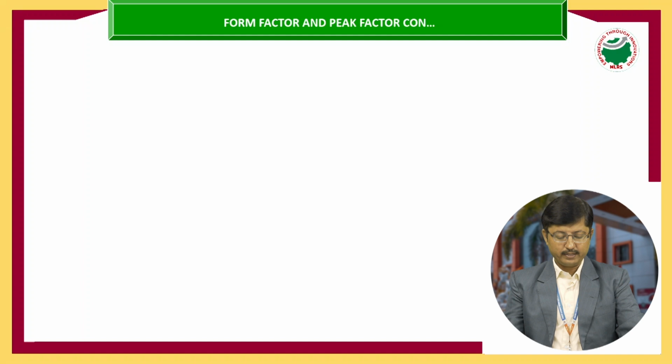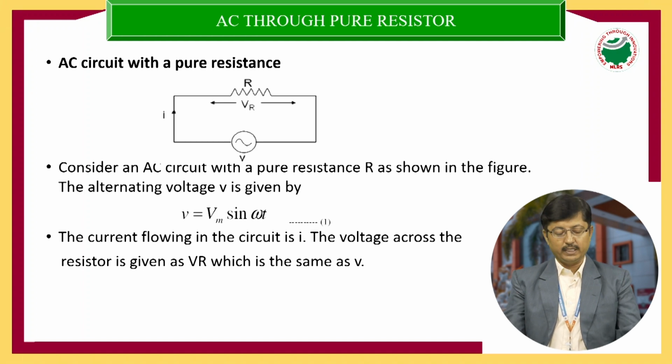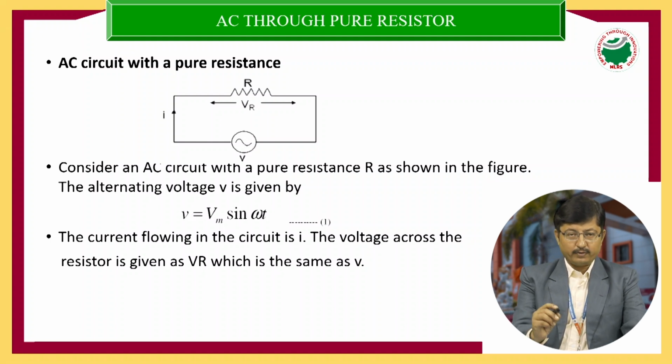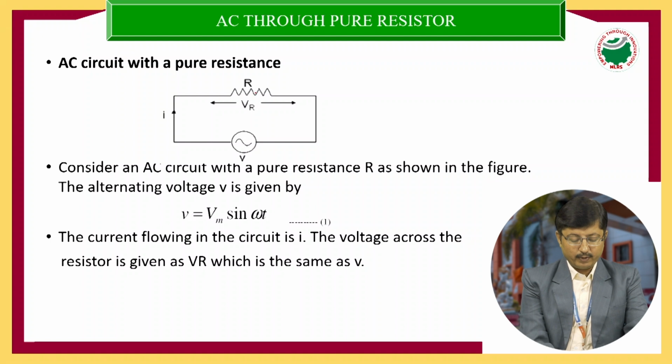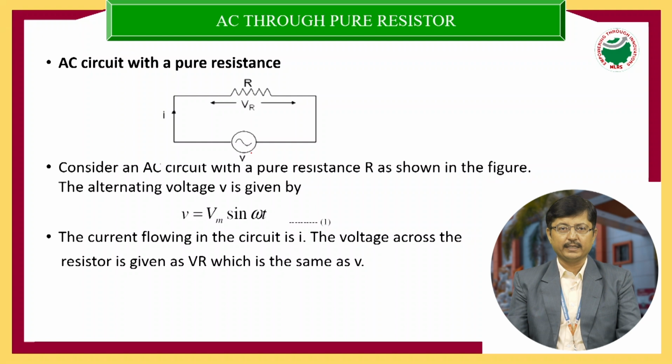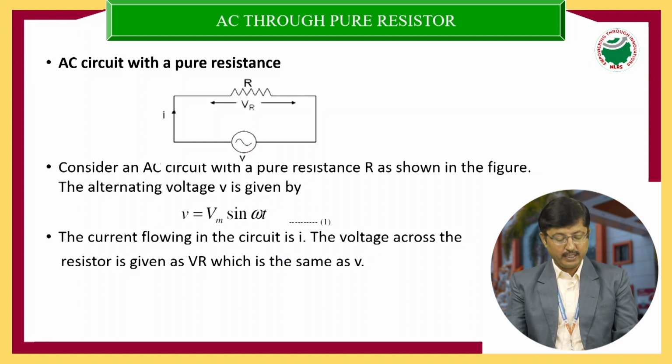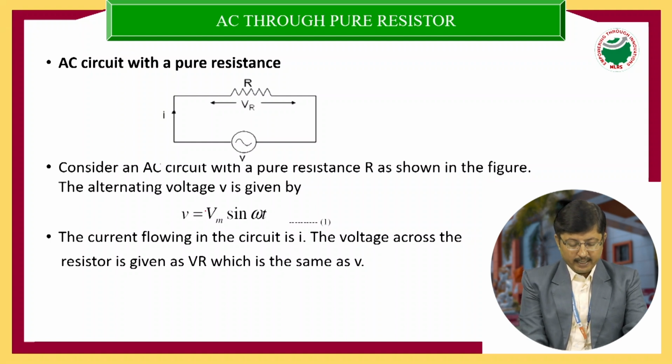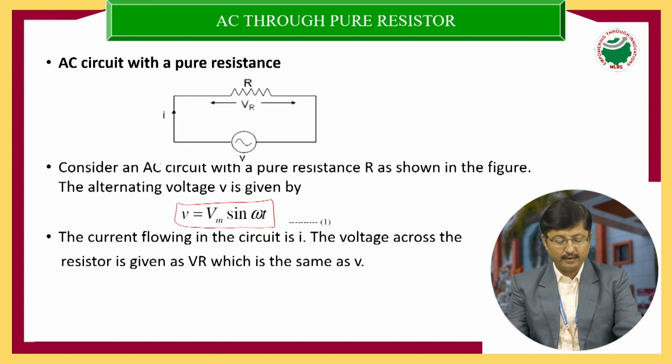So next we will go for the next topic, that is AC through pure resistor. Here we have to take one element, a pure resistor. To this resistance I am applying the AC supply. So an alternating voltage is applied here, given by V equals Vm sin omega t, applied to the pure resistance R.